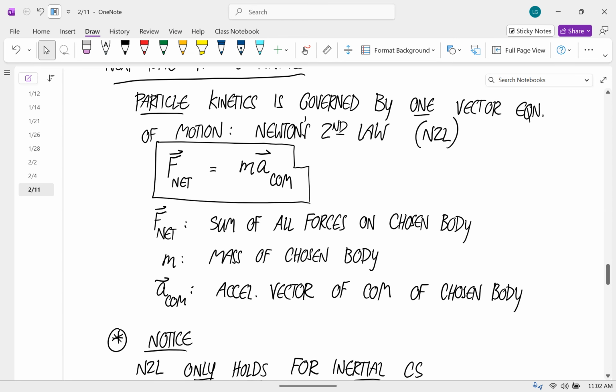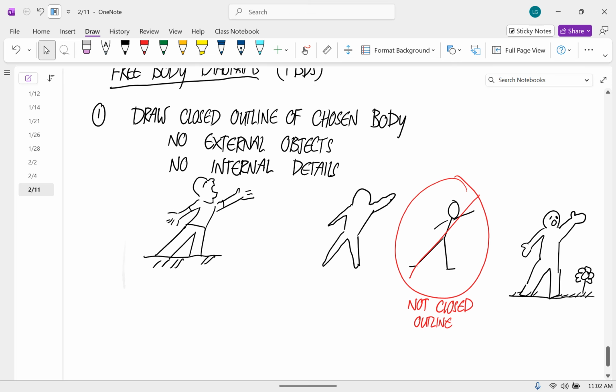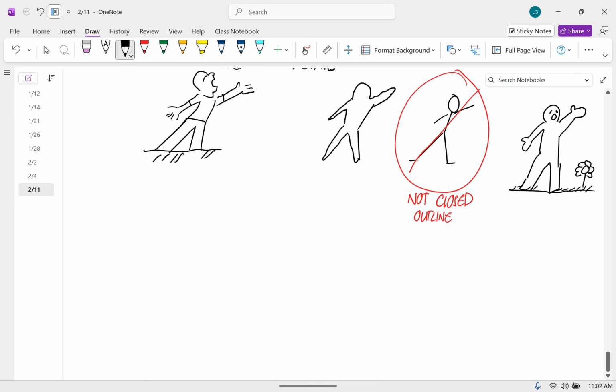Like look at these definitions of the things in Newton's second law, and it's all very specific about whether it's part of your chosen body or whether it's not. And that's why we want to be just so focused on the boundary between what we are including and what we aren't. So that's the first step. The second step is to represent each external load.